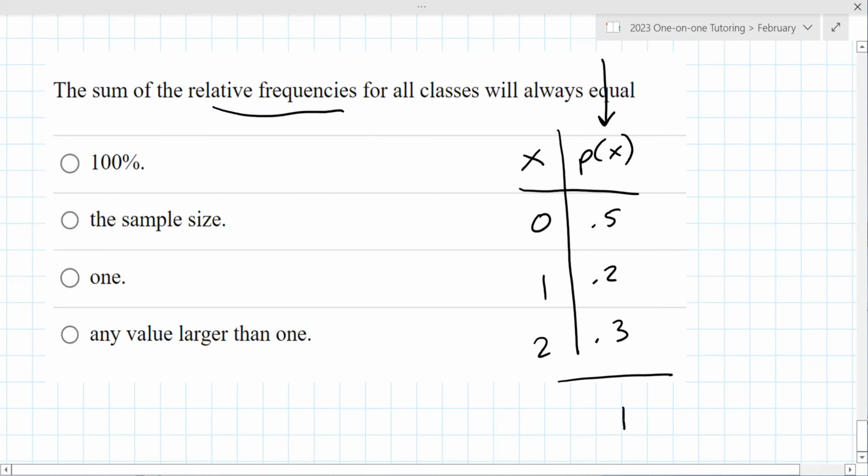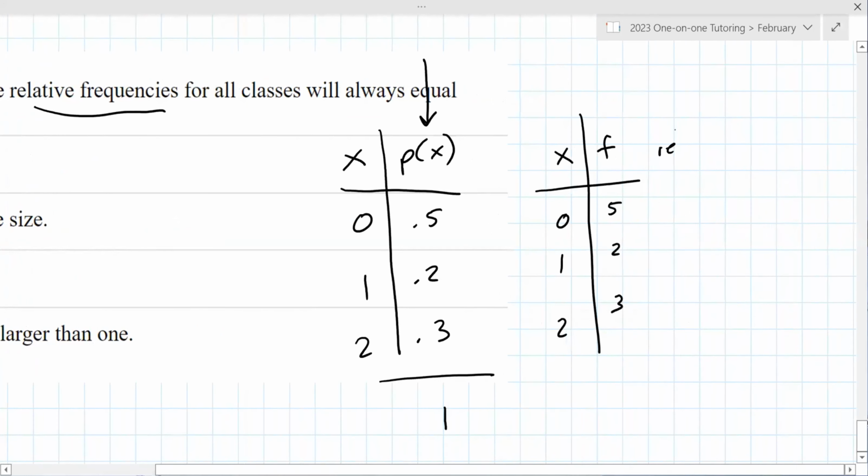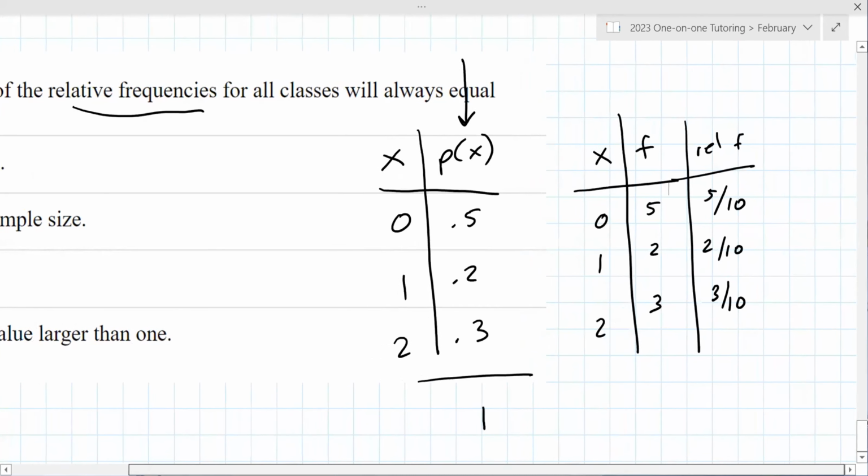But in terms of what you might see in a sample, the actual frequencies might be 5, 2, and 3, but the relative frequencies are 5 out of 10, 2 out of 10, 3 out of 10. And you can see that those still add up to 1. Okay.